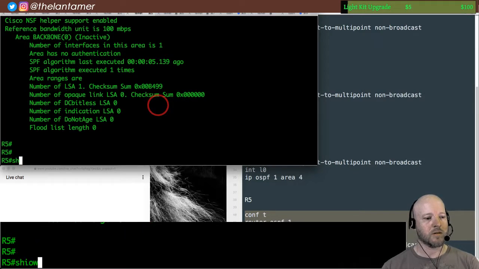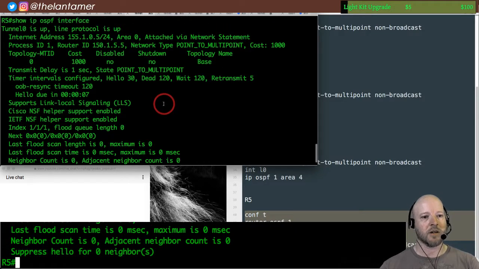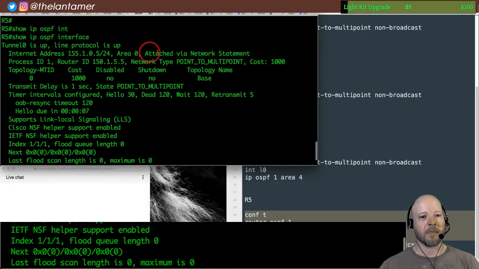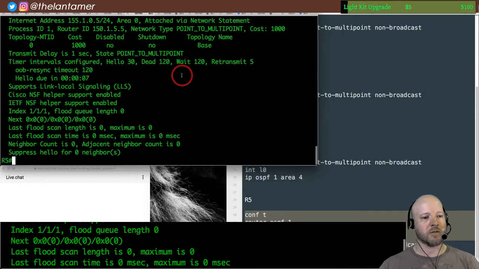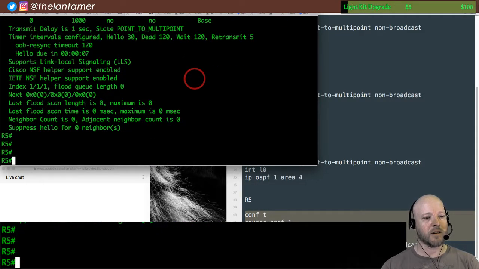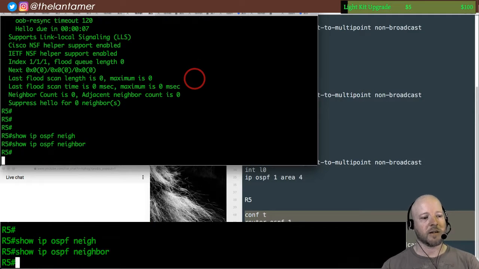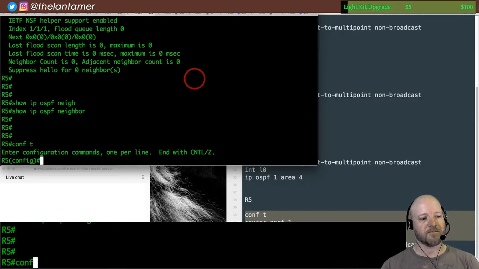Show IP OSPF interface. Okay. Point to multipoint. Attach via network statement, right? Network type. We have no neighbors, so do we? Yeah. So we do need the neighbor statement, it appears.